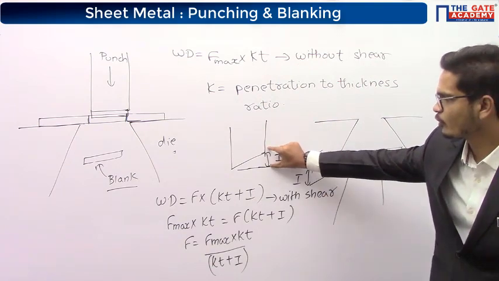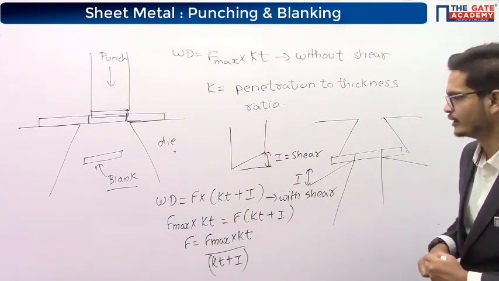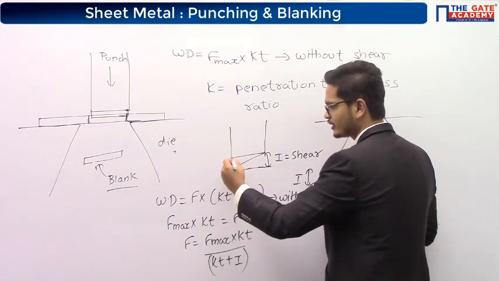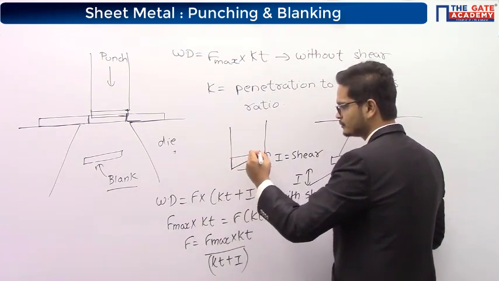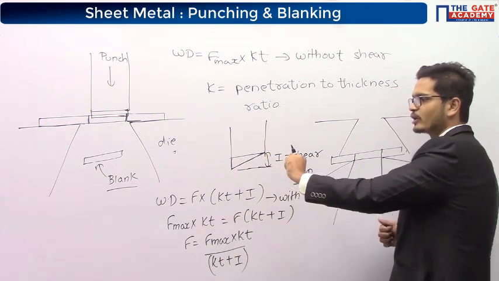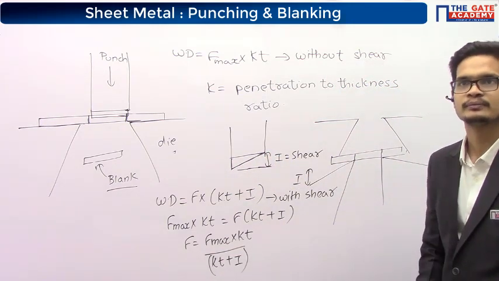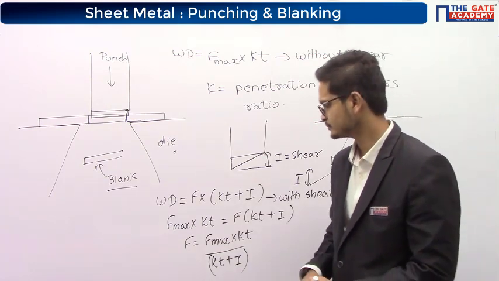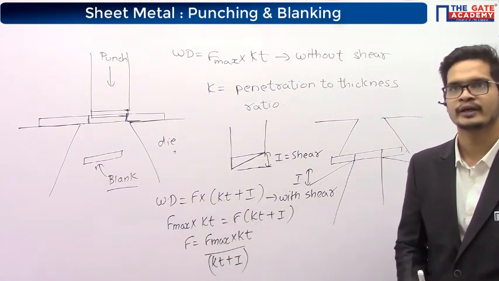Saurabh, I is the amount of shear. How much conical you have made? See, earlier it was flat. Earlier the punch was flat. Now you have made it conical, and I is the distance by which you have made it conical. Unit will be mm. Okay.